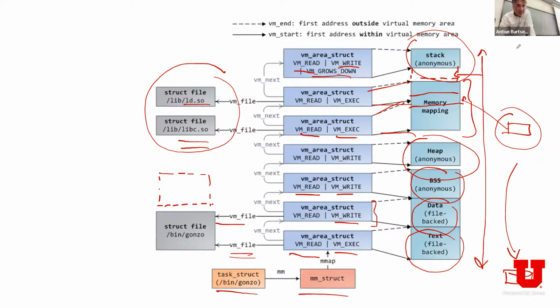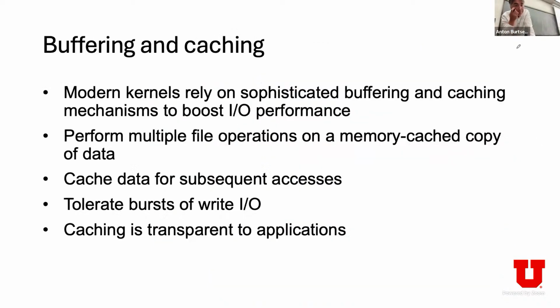And essentially, every access to a file will be buffered with something called a buffer cache, or in Linux, a more generic cache called a page cache. I will explain how it works. But the high-level overview is that we're going to cache accesses for subsequent accesses.